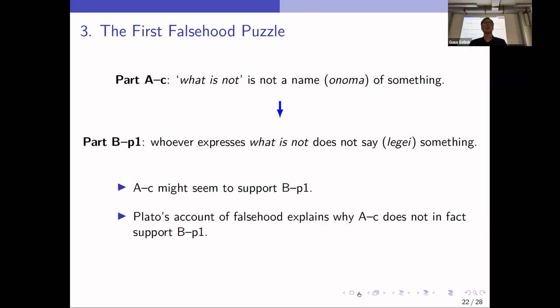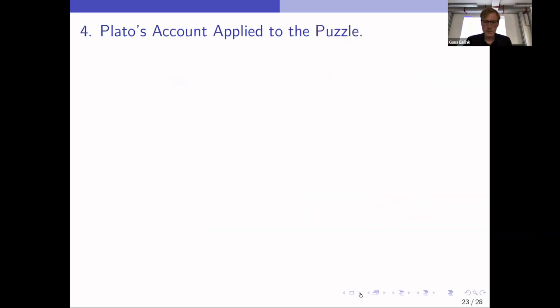But Plato's account of falsehood explains why the conclusion of part A does not, in fact, support the first premise of part B. So it explains what goes wrong here. It gives a diagnosis of the argument. It doesn't just say, okay, this is wrong, but it actually gives some kind of explanation of what goes wrong. Now, how does this work?